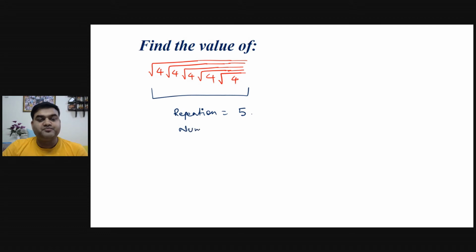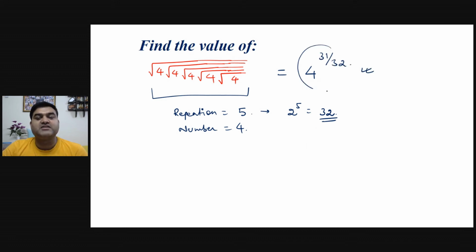What is the number? The number is 4 and the repetition is 5. So our answer will be the number to the power of 1 minus 1 over 2 to the power of repetition. 2 to the power 5: 2 to the power 1 is 2, 2 to the power 2 is 4, 2 to the power 5 will be similarly 32, right? So our answer will be 4 to the power of 1 minus 1 over 32, that is 31 divided by 32. This is our answer.